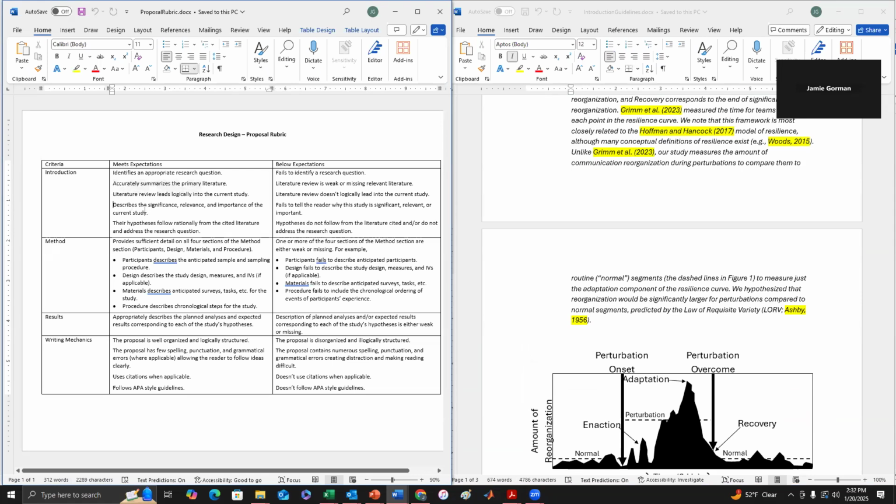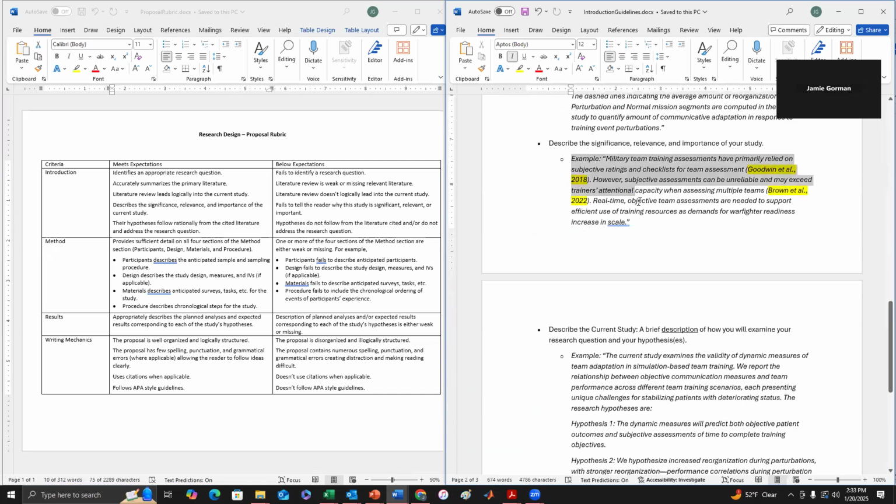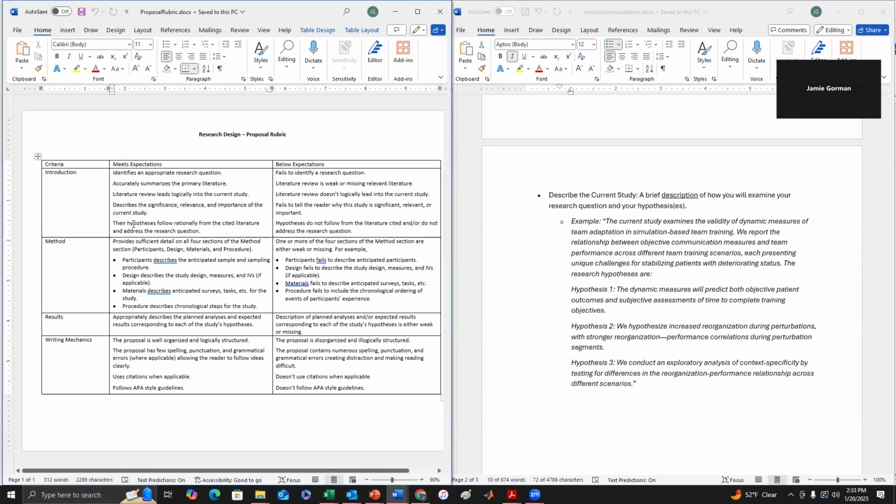The next piece describes the significance, relevance, and importance of the current study. Here's an example, again, taken from that paper, but this would satisfy the requirements for the assignment. And then finally, the hypotheses.